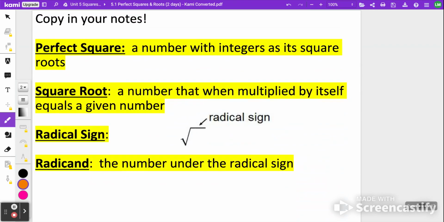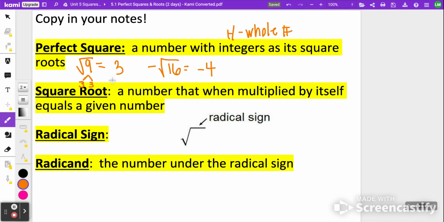First thing I want to discuss is what all these things mean. A perfect square is a number with integers as its square roots. This means just a positive or negative whole number. For example, a perfect square is 9 because the square root of 9 is 3. That just means what times what would give you 9, and that number is 3. Or like the negative square root of 16, we would get a negative 4.